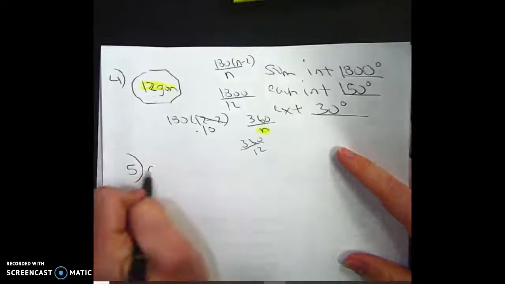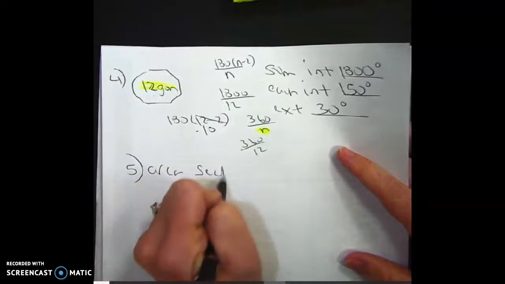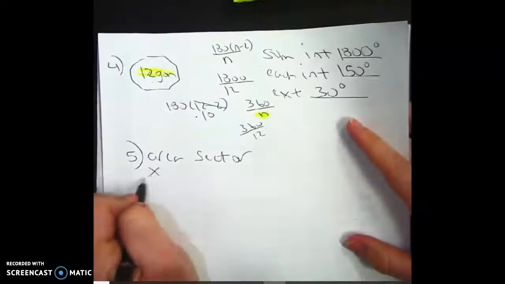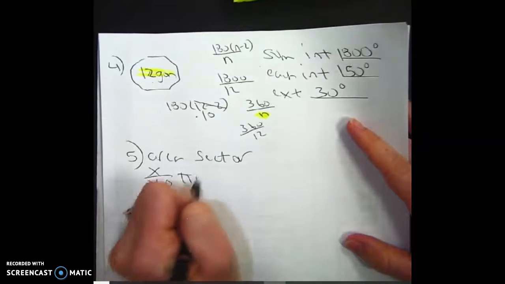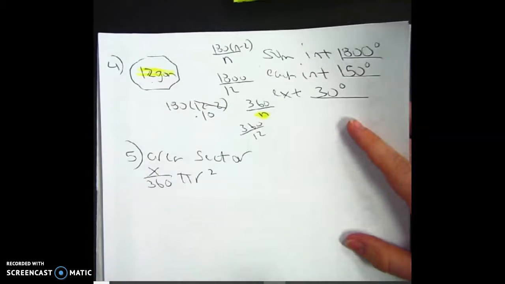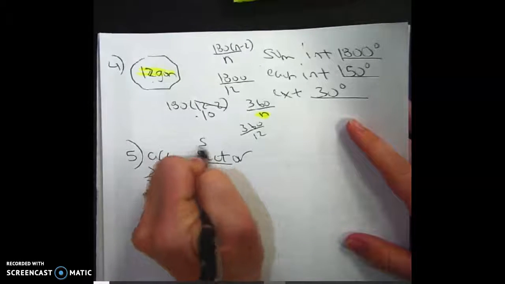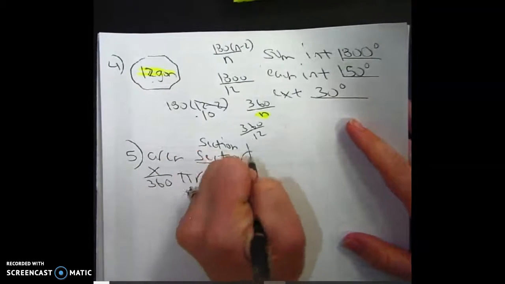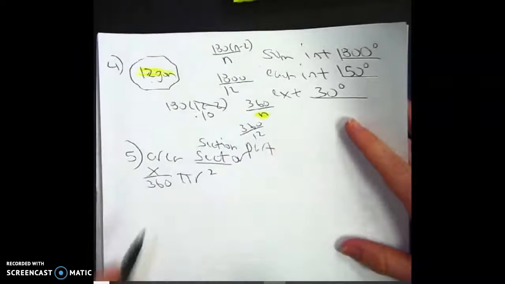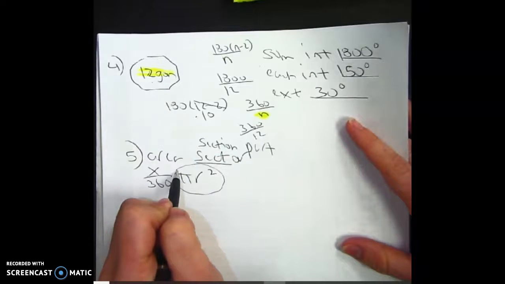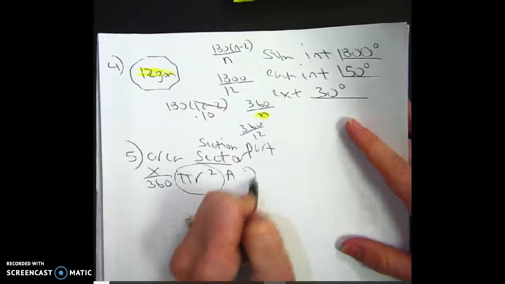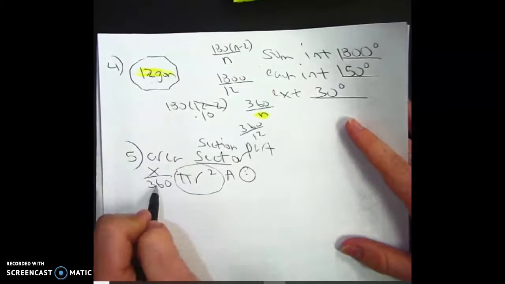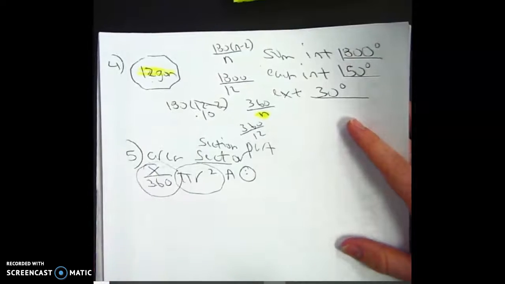Number 5. They want the area of the sector. As soon as I see area of the sector, this is the formula. Okay? Area of the sector. Because a sector is like a section. A section means it's only part of it. That's why it's not the whole circle, because this is the formula for the area of a circle. But it's only part of the circle. That's why it's over 360.